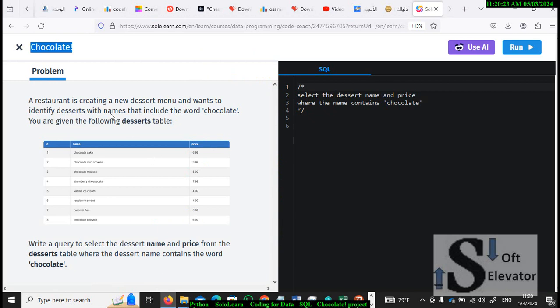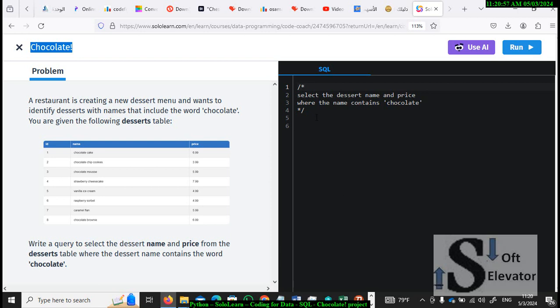A restaurant is creating a new dessert menu and wants to identify desserts with names that include the word chocolate. You are given the following desserts table. So this is the table of desserts, and you have the name here, and some names have the word chocolate. Write a query to select the dessert name and the price, just only dessert name and price, from the desserts table where the dessert name contains the word chocolate.